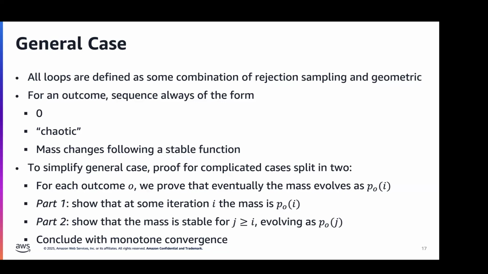So to characterize these PMFs, the method that we ended up using, which I'm not claiming is simpler than other methods or anything like this, is just how I was able to cope with the complexity. The proof is split in two. For each outcome, we prove that eventually the mass will evolve according to some simple function P(O) of I. The first part of the proof is you show that at some iteration, the mass is going to start being P of I, and for any unfolding greater than I, it will continue evolving as such. So it's kind of a variant of a Scott induction principle in some way, except that we only show the result after some number of unfoldings where the mass function has become simple. And we can conclude with a variant of monotone convergence.